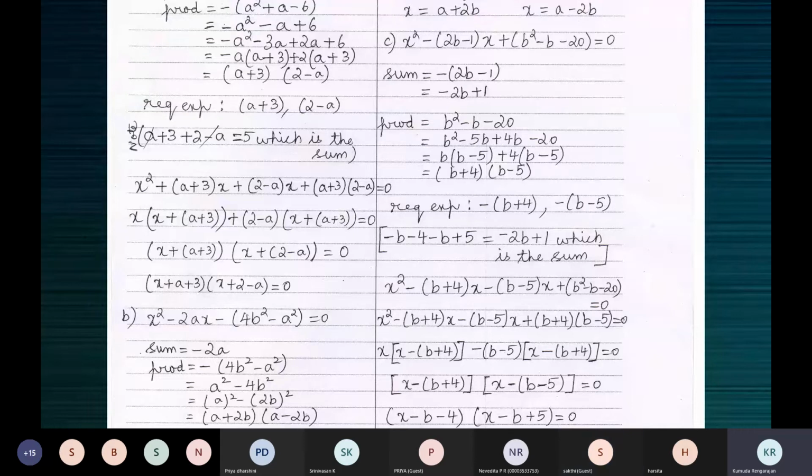2a. If you think, okay, let me split the middle term using a plus 2b and a minus 2b. So I got two expressions, no? So a plus 2b is one expression, a minus 2b is the other expression. I'm going to split the middle term using these two. Are you right, or am I right?